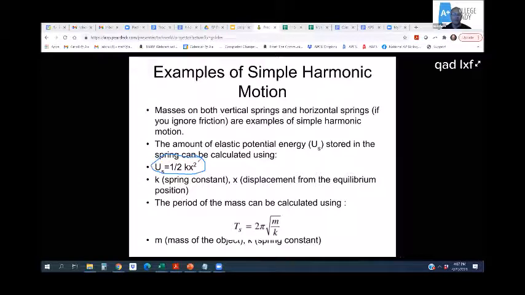We also can calculate the period of a mass attached to a spring. Notice the formula for the period: it's 2 pi times the square root of the mass of the object divided by the spring constant. So T equals 2 pi root m over k. Both of those formulas are going to be important in just a couple of minutes.